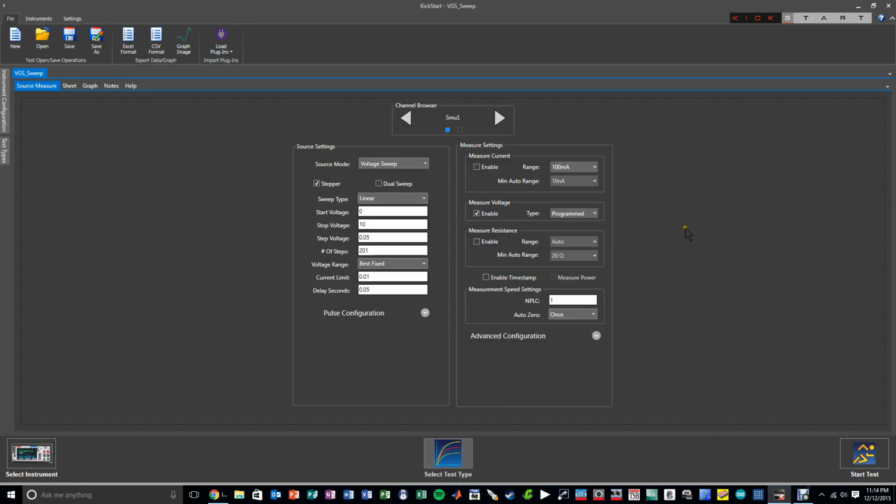So once again, we have to run another sweep in order to be able to extract the transconductance of the device.